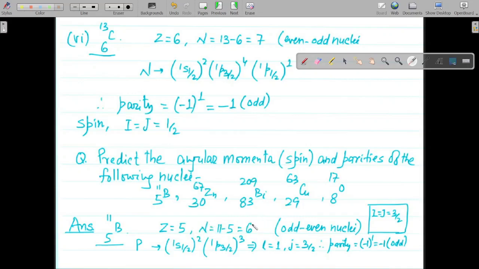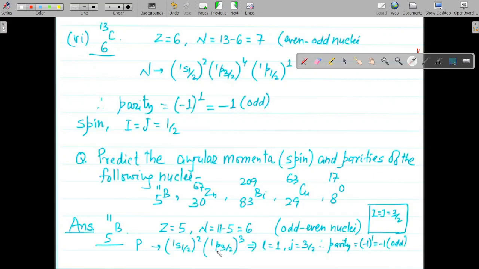So no need to write with respect to that. Now just write with respect to proton. Z equal to 5, so 1s1/2 2, 1p3/2 3. Clearly it is like that. Now L equal to 1. How? Because the 1s1/2 is paired up, so no contribution, as there are two nucleons over there, both paired up. In 1p3/2 3, the 3 is the number of protons in this 1p3/2.